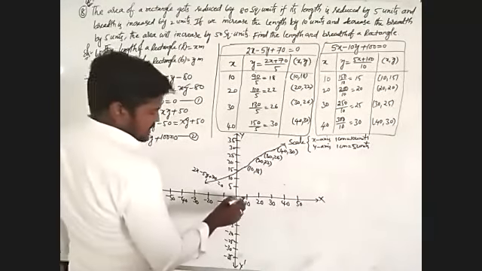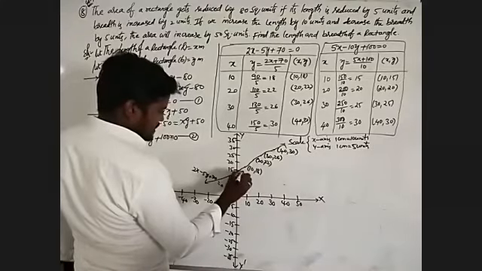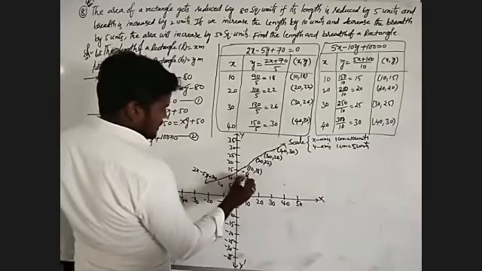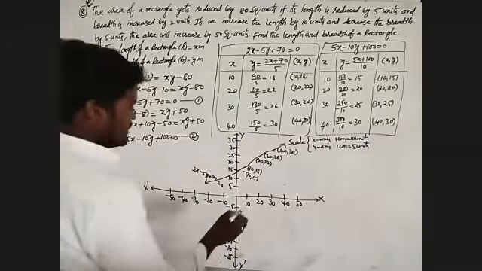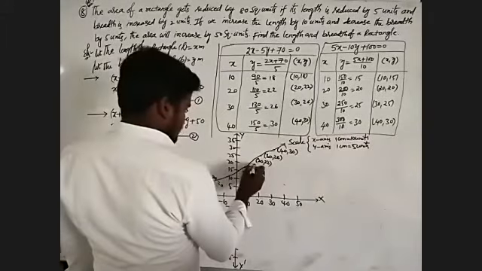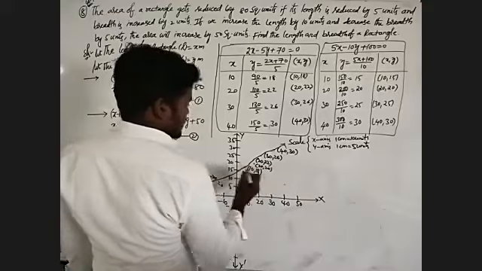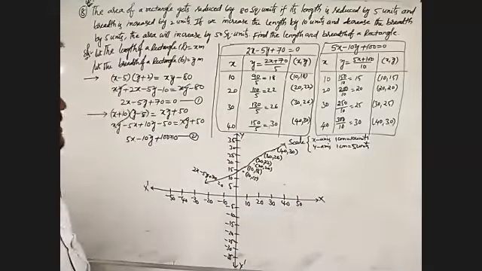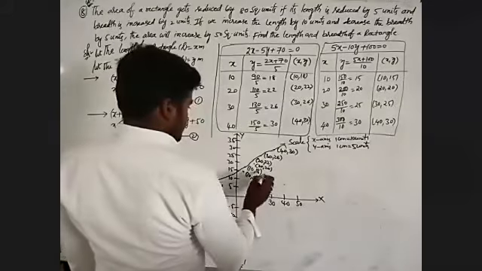That is, this is 10, this is 15, it must be plotted in this place: 10, 15. After that we will take 20, 20. This is 20, this is 20, plotted at 20, 20. After that we will take 30, 25. This is 30, this is 25.